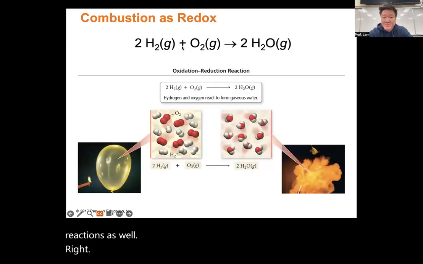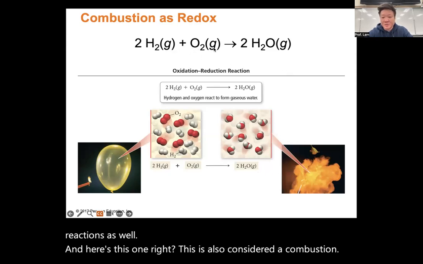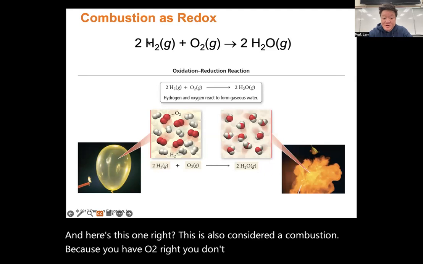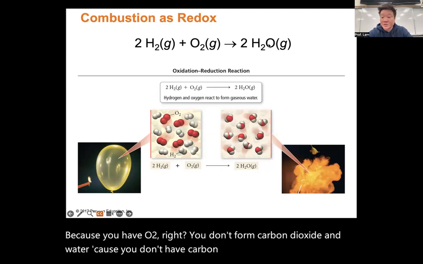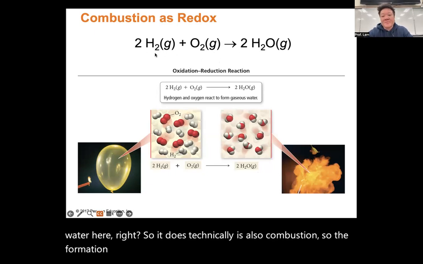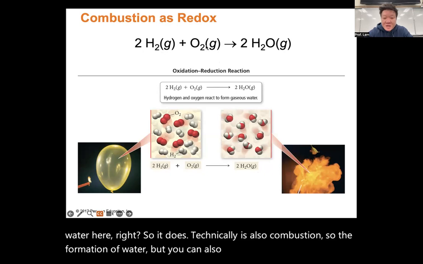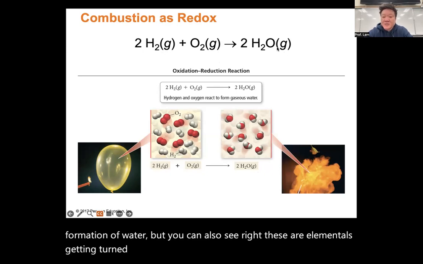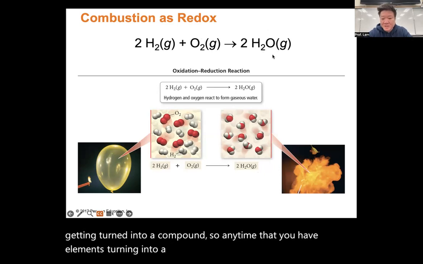And here's this one, right? This is also considered combustion because you have O2, right? You don't form carbon dioxide and water because you don't have carbon, right? But you do form just water here. So technically it is also combustion. So the formation of water. But you can also see, right? These are elements getting turned into a compound. So anytime that you have elements turning into a compound, it's going to be redox.